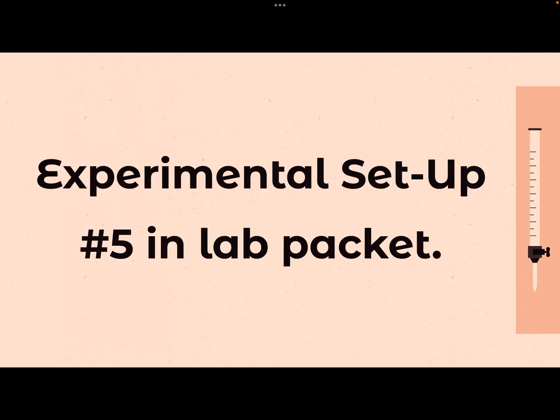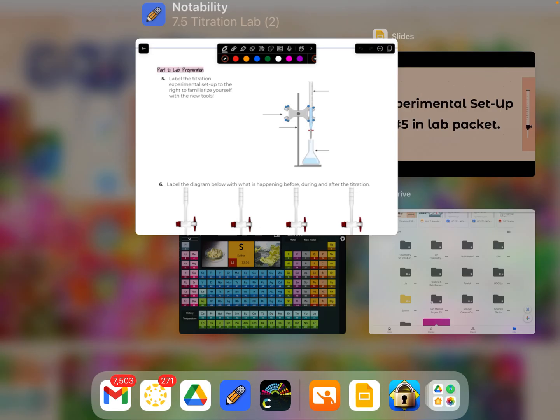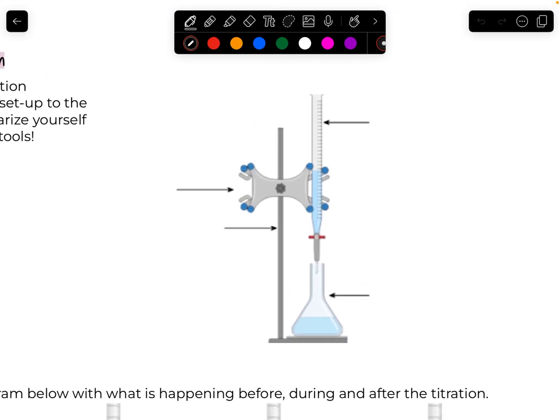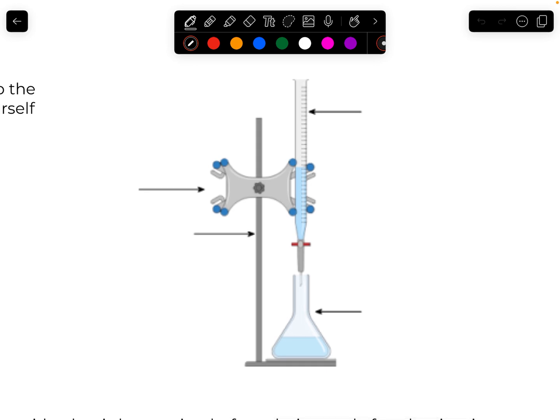Okay, now we're going to move on to part 2, your lab preparation. We need to talk about your experimental setup here. So I'm going to go to a lab packet. You can follow along with me. This is going to be a very different setup for you all because we're working with different glassware. I think this is the last new piece of glassware you get to work with, which is pretty exciting. The piece of glassware that you are going to work with here is called a burette.